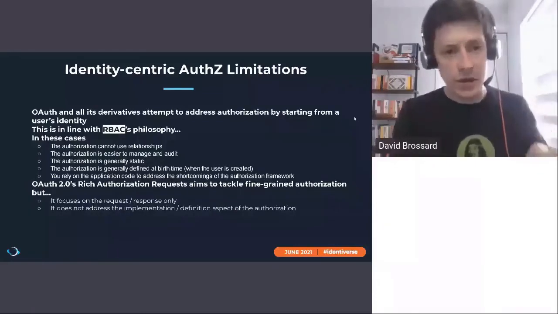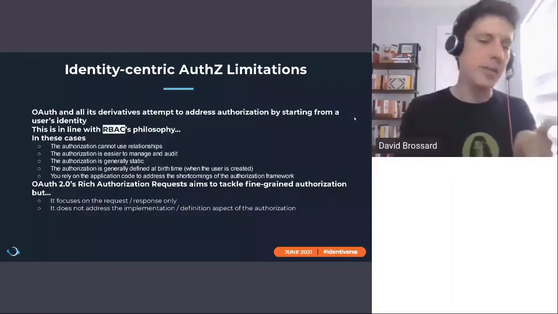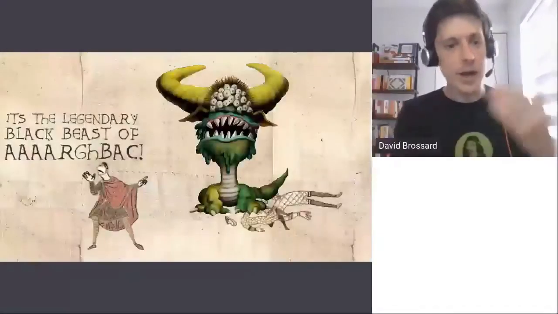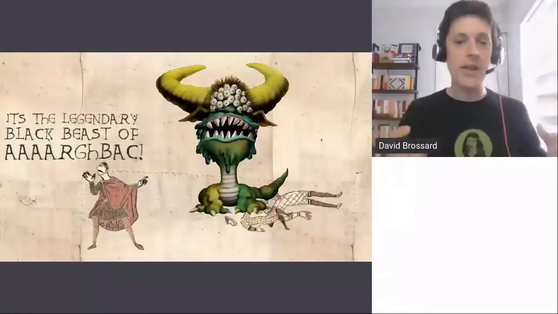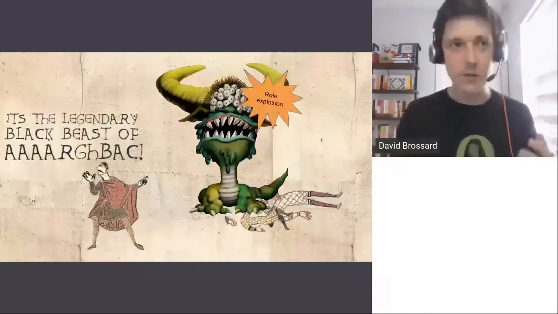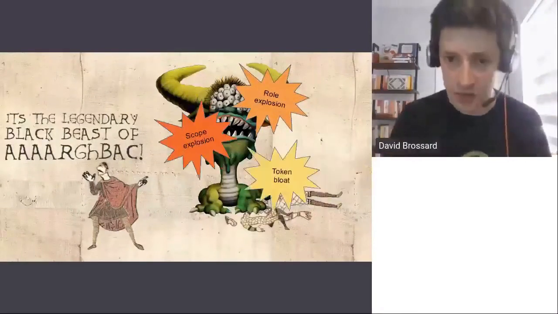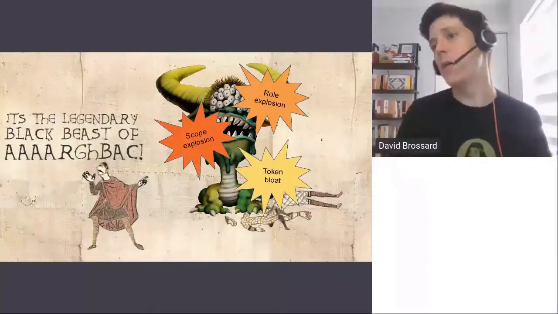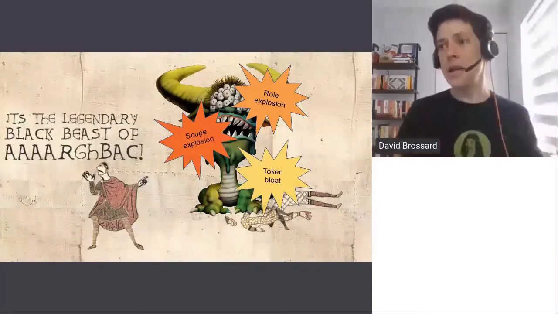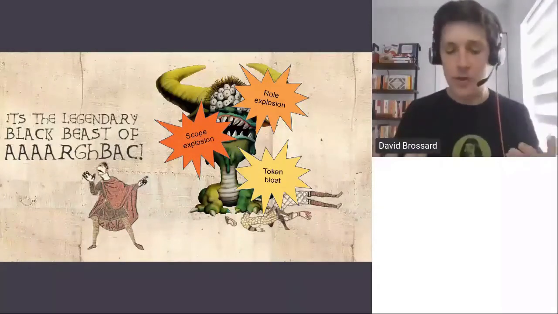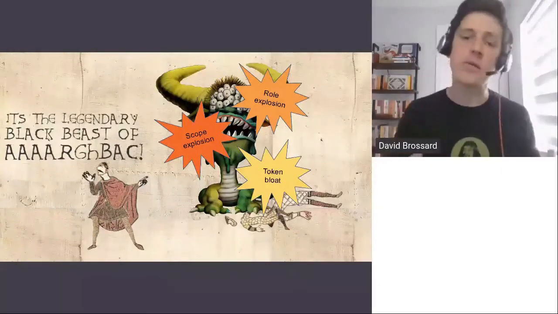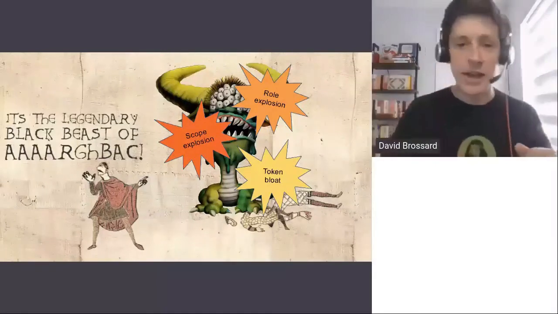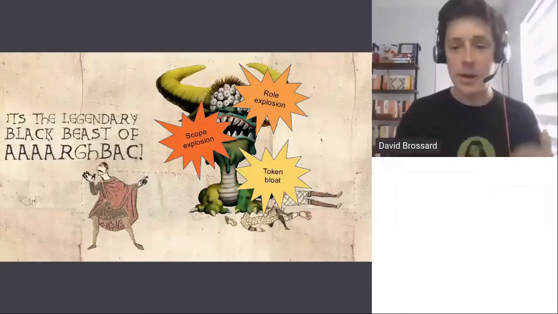So the only real good thing about RBAC is it's potentially a little easier to manage. Although, with that being said, what happens with RBAC is you suddenly have role explosions. Of course, scope explosion and token bloat. So it does not scale well. In particular, it does not scale well to the world we live in today, where we have many microservices, many APIs, many systems, a lot of data. So you want something that can scale better.